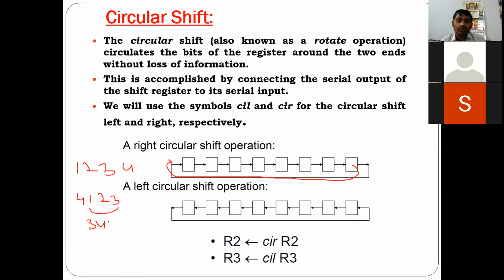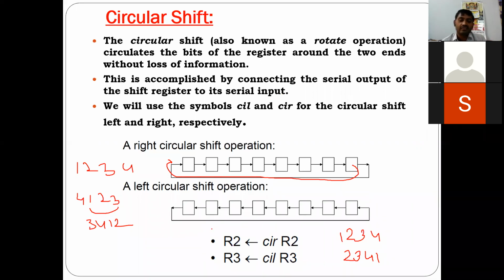3, 4, 1, 2, in this way. So left circular is similar to that. Left circular, what will happen? See 1, 2, 3, 4. If I perform a left circular, this 1 will go and occupy this position, so that it will be 2, 3, 4, 1. Understood? So this is a circular shift left, circular shift right.